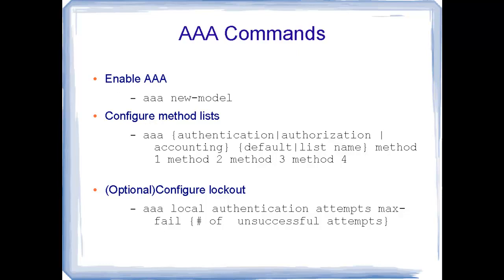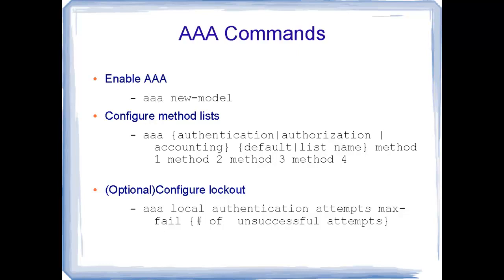So the first thing we've got to do when we go into the device is enable AAA. If you try to do an AAA authentication, authorization, or accounting command and you don't get that option, likely it's because AAA wasn't enabled yet on that device. So we'll use the aaa new-model command to enable AAA. Then we've got to configure our method lists. The form of the command is aaa, and I can choose either authentication, authorization, or accounting. Then I can use the default list, or I can specify a particular name, and then I'll list my methods. You can list up to 4 methods.